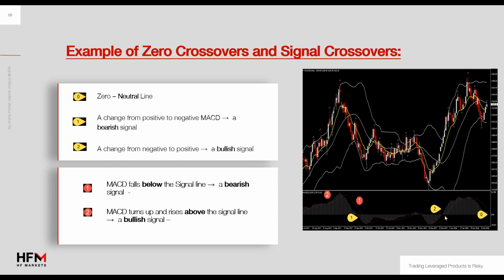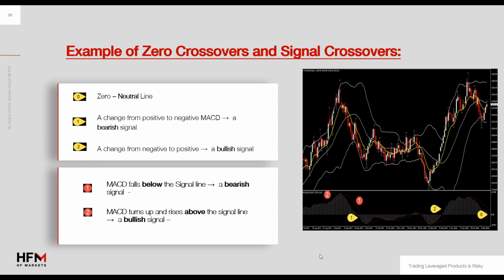Afterwards, a change from negative to positive. That's a bullish signal. And indeed, we can see that once these two turn to the upside, it was the beginning of a new and long-lasting trend, because we had aggressive buying. The histograms were way above the signal and they keep going upwards and upwards.